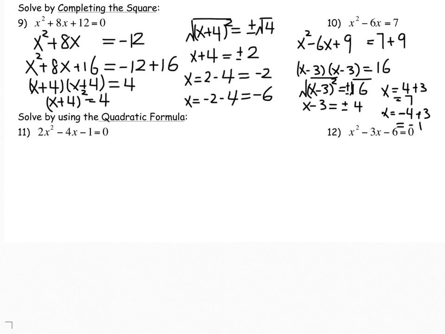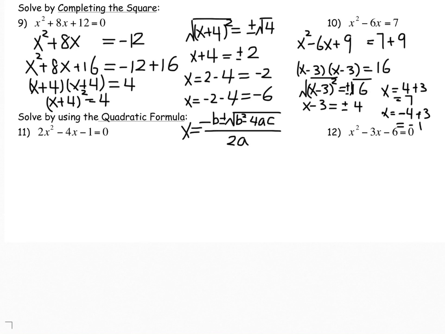Number 11. Solve by quadratic formula. So what's the quadratic formula? x equals negative b plus or minus the square root of b squared minus 4ac, the whole thing on top, divided by 2a.